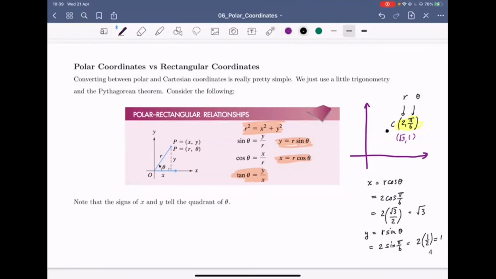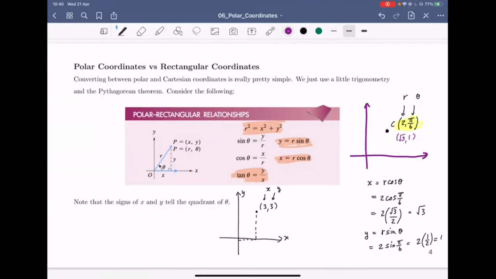Let's look at the same thing the other way. If you have a point in rectangular coordinates, let's say the point 3 and 3, this is your x, this is your y. What is going to be the polar coordinates with respect to this point?